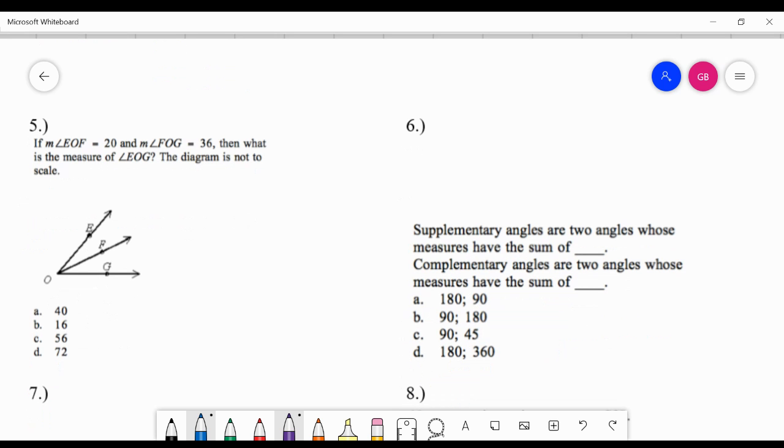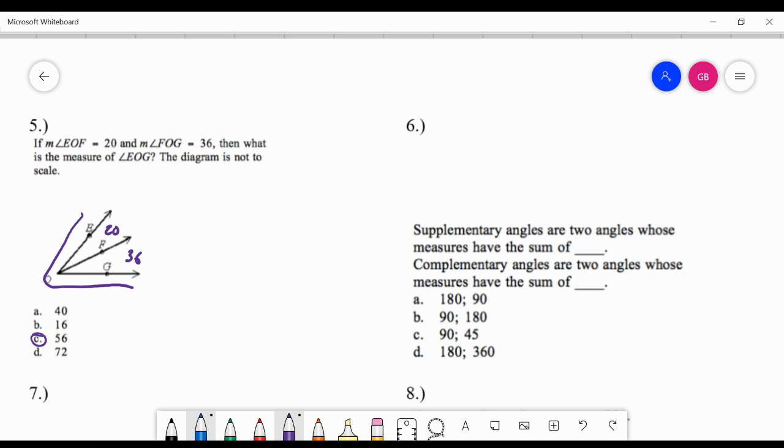Okay, number 5, the measure of EOF is 20. So this is 20. FOG is 36. Then what is the measure of EOG? EOG, so the big angle, we'll use the angle addition postulate that 20 plus 36 is 56.